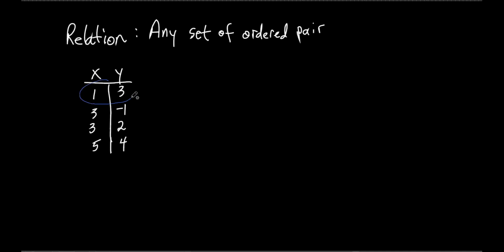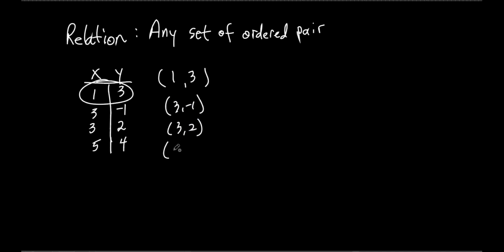Okay, these go together to make a what? An ordered pair. Right, so that means 1, 3. That means 3, -1. 3, 2. That's not 2, 3. It's 3, 2. Order makes a difference. And then 5, 4. That's what this means right here. Everybody understand that?